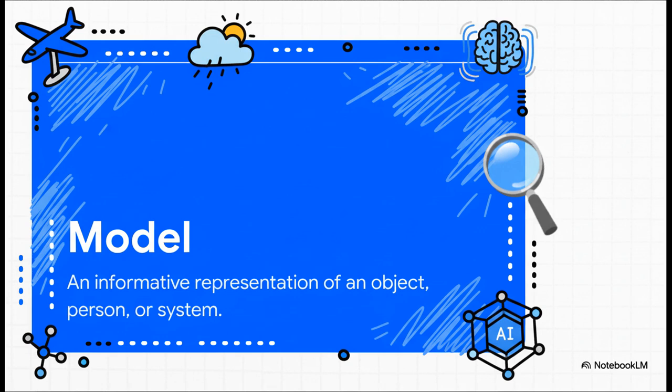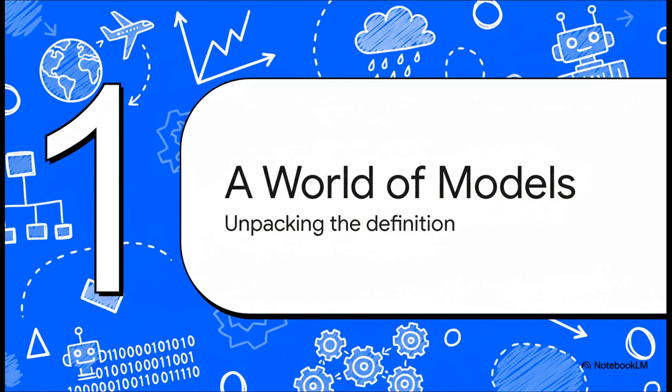The core definition we're working with is that a model is just an informative representation of something else. It could be an object, a person, a whole system. That's it. That one simple idea is the thread that ties all of those different examples together. But, of course, there's way more to it than just that. So let's unpack that definition a little bit and really explore the amazing world of models.